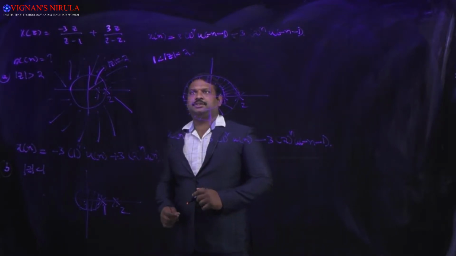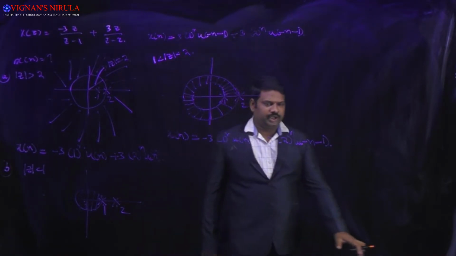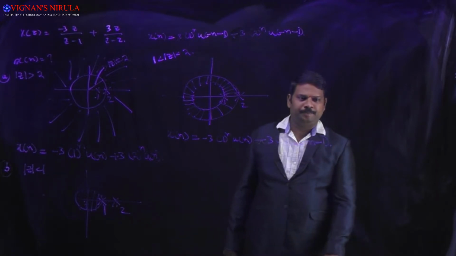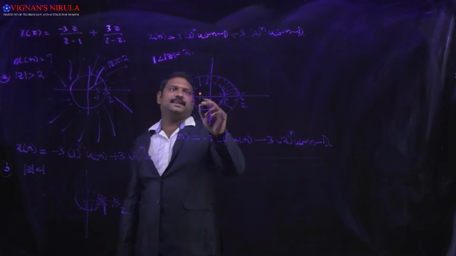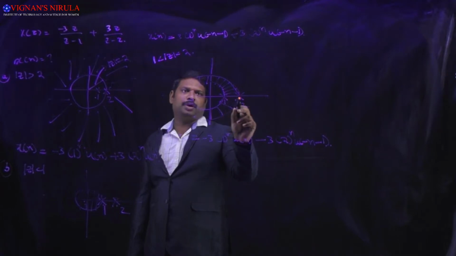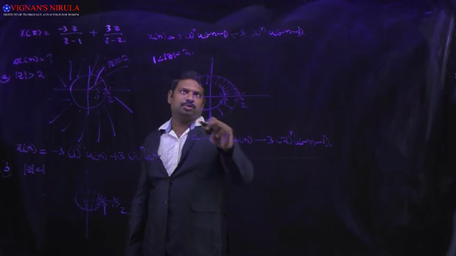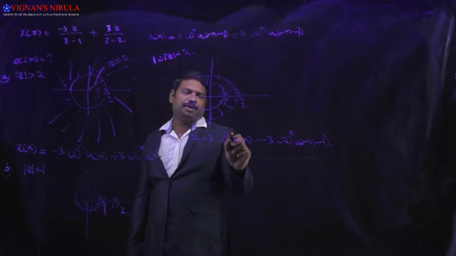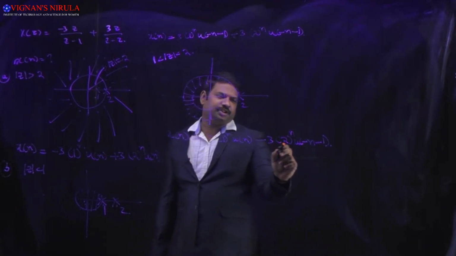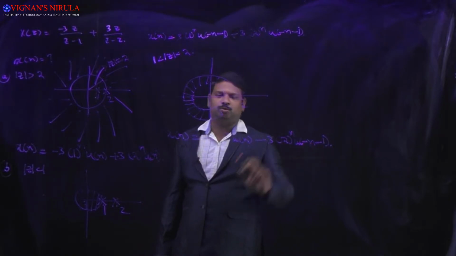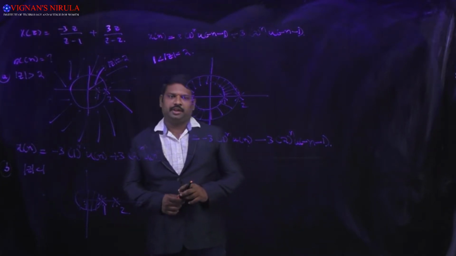Now for the next case, 1 less than mod z less than 2, the ROC will be like this. Between 1 and 2 we'll have the ROC. For mod z greater than 1 we'll have 3 into 1 power n u of n. For mod z less than 2, it will be minus 3 into 2 power n u of minus n minus 1. That will be our corresponding x of n.